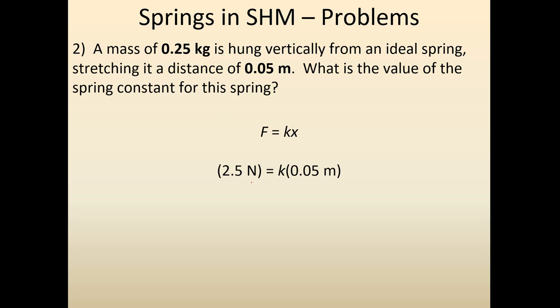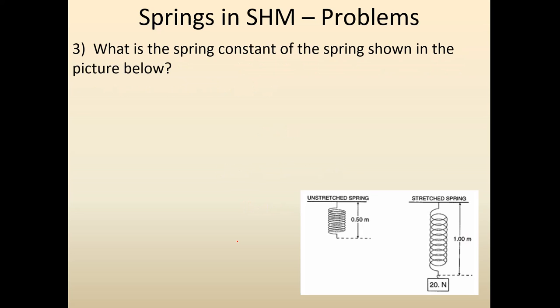So I multiply this by 10 to get 2.5 newtons, divided by 0.05 meters, and I end up getting that the spring constant is 50. This is actually a typo. I think I made that same mistake elsewhere. So the spring constant is 50 newtons per meter. All right. Here's the next question. Pause the video, work yourself, and we'll go in a second.